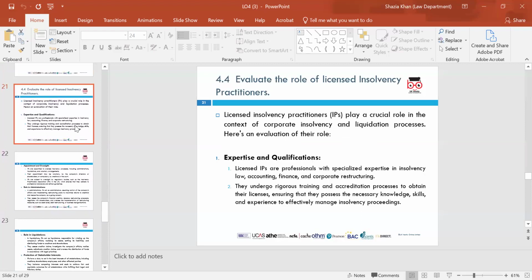4.4, evaluate the role of licensed insolvency practitioners. So licensed insolvency practitioners play a crucial role in the context of corporate insolvency and liquidation processes. Sometimes referred to as IPs, they will act on behalf of the company and individuals when they are facing insolvency or acute financial distress.